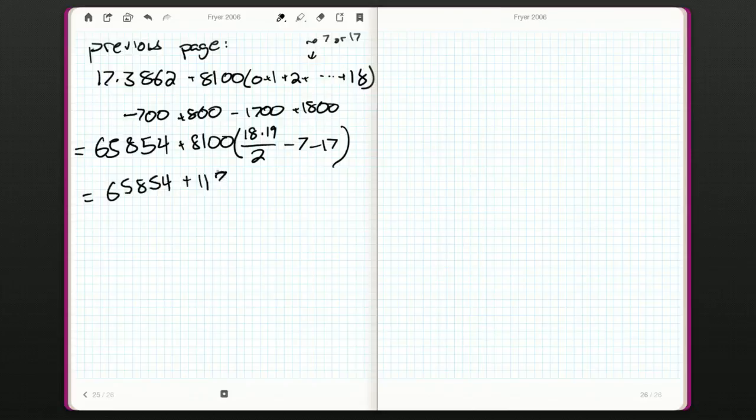We get, what is that? 11,190,700. And if we add those two together, we get 12,565,54. Yep. Alright, so that's the sum of the numbers on the previous page.